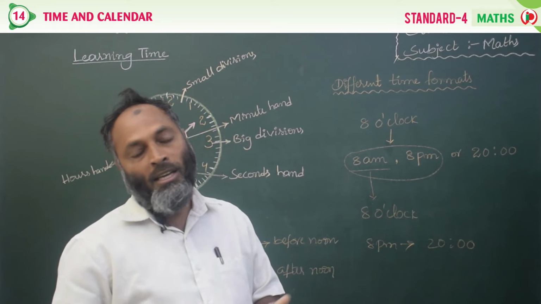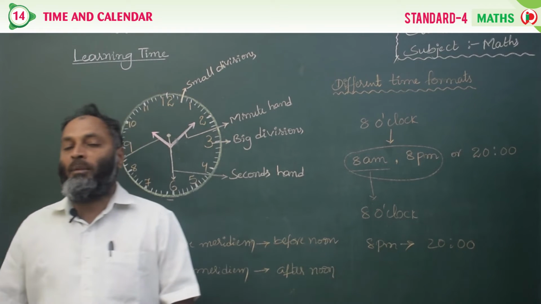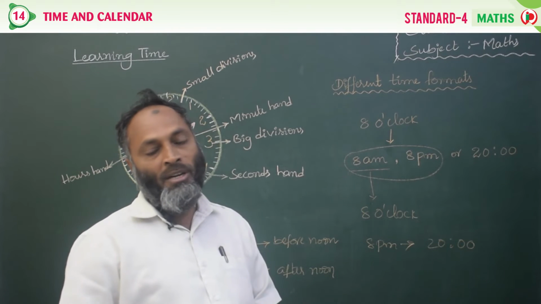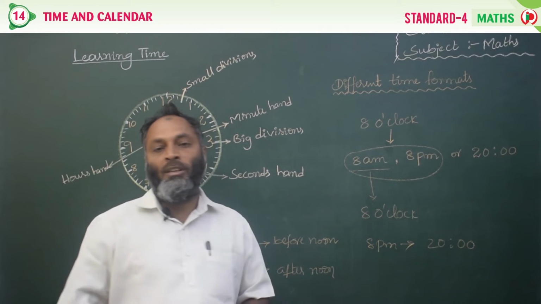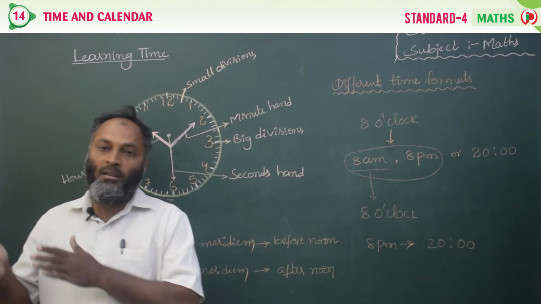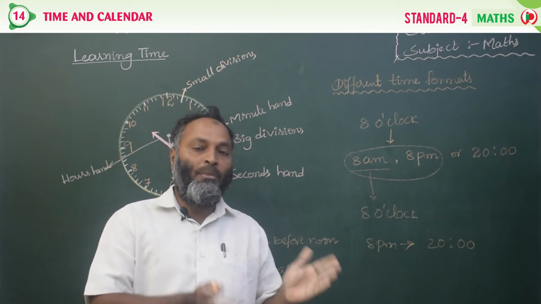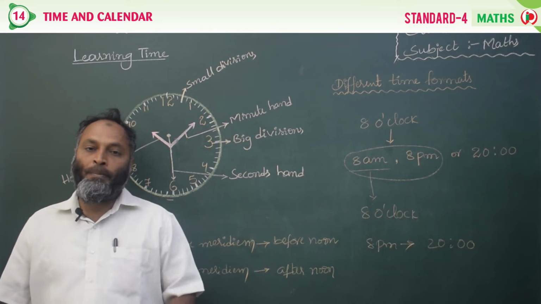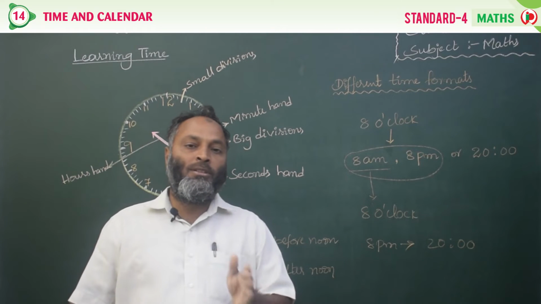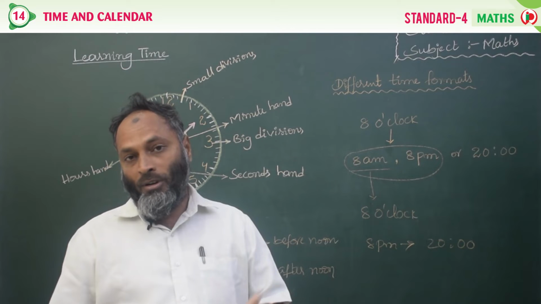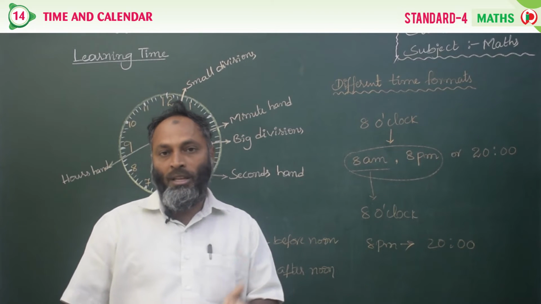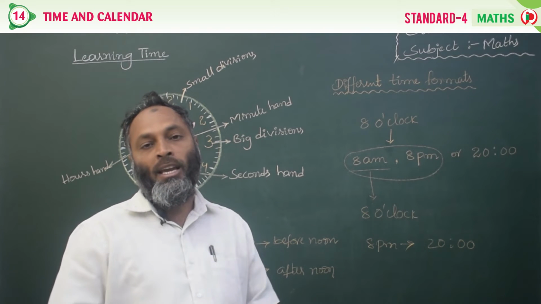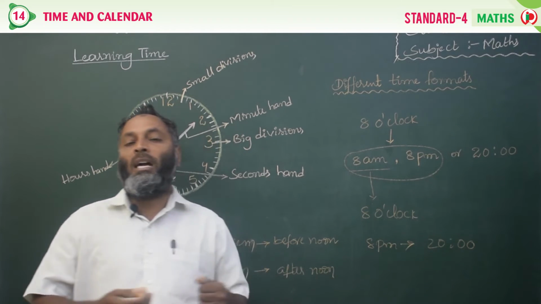This shows 12 hours time format. In 12 hours time format we should use AM and PM. From midnight 12 to before noon, that time slot is AM. Then PM is post meridian, after noon, after 12 in the noon till midnight, that slot is the PM slot. So this is AM and PM, the 12 hours clock format.